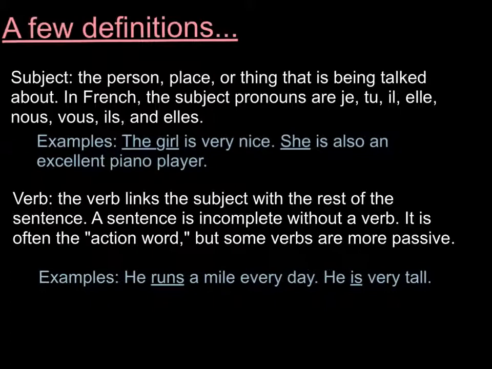The first example is he runs a mile every day. This verb is definitely more of an action word, run, okay? But verbs can also be more passive, like in the second sentence. He is very tall, okay? This word, it usually comes right after our subject, is the verb, and it links the subject with the rest of the sentence.